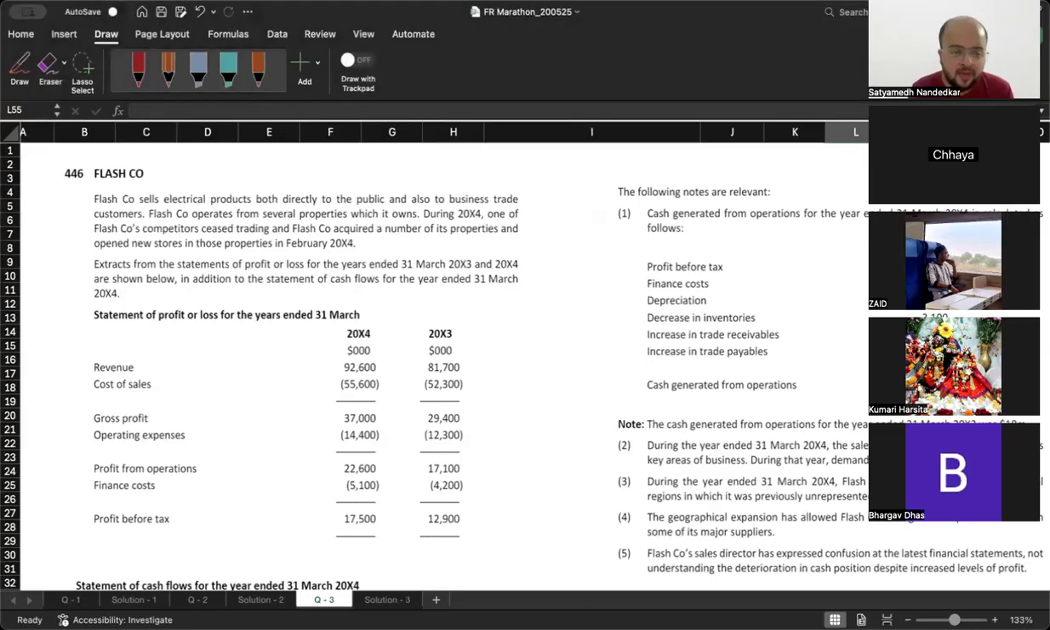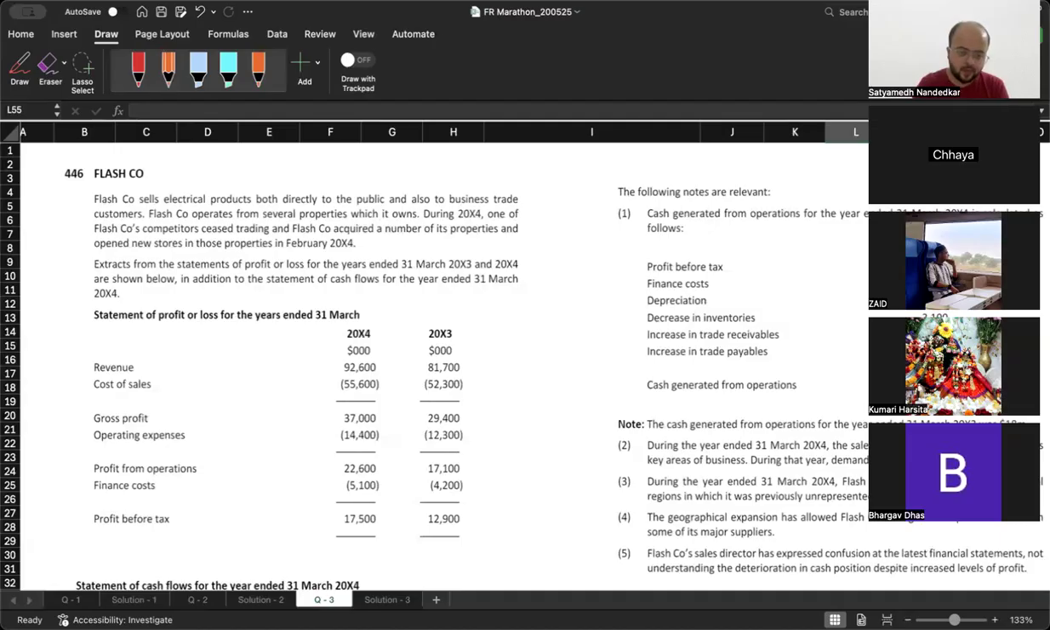Now, Flash company sells electrical products both directly to the public and also to business trade customers. That means there is business to business B2B sale and also B2C, directly to customer retail business. Flash company operates from several properties which it owns. During 2004, one of Flash company's competitors ceased trading and Flash company acquired a number of its properties and opened new stores in those properties in Feb 2004. Extracts from the statement of profit or loss for the year ended 31st of March 2003 and 2004 are shown below, in addition to the statement of cash flows for the year ended 31st of March 2004.